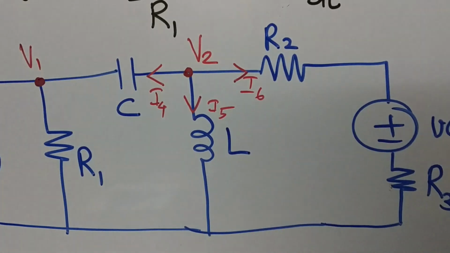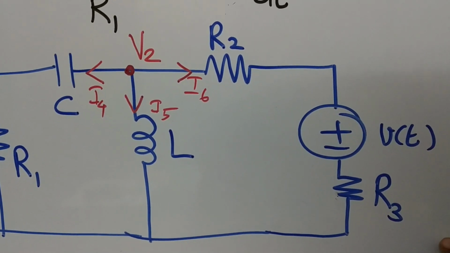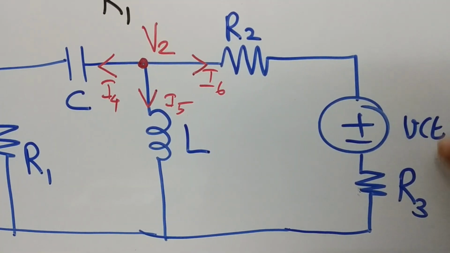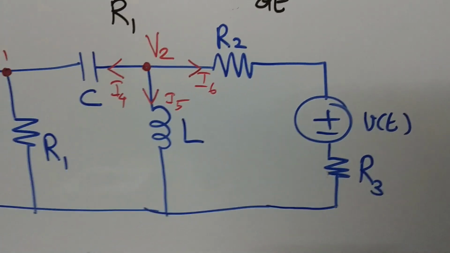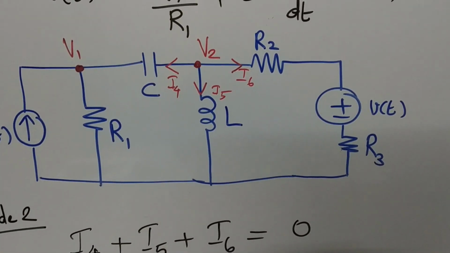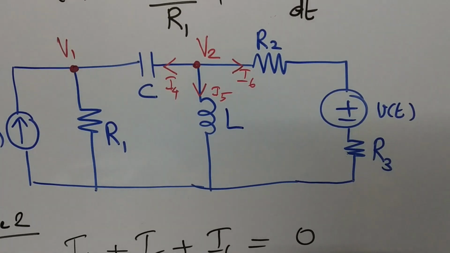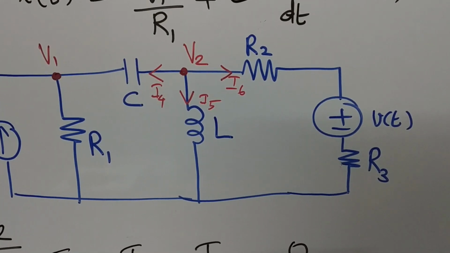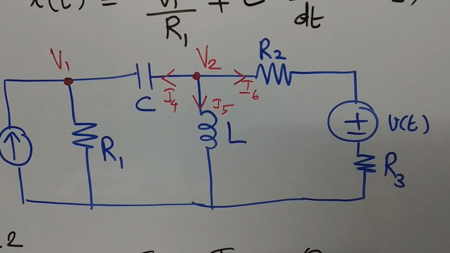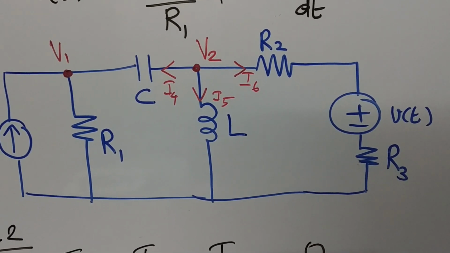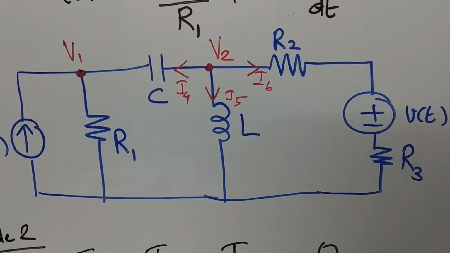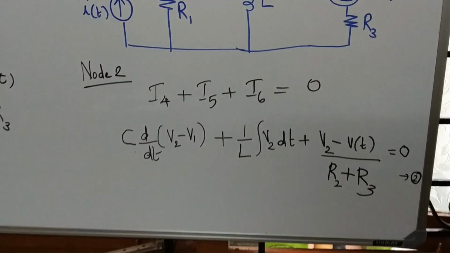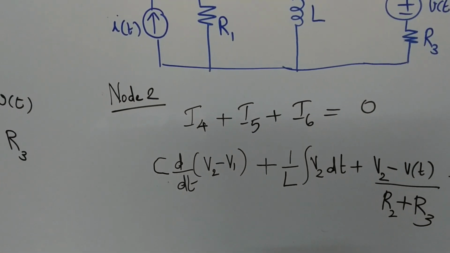See, the position of R3, whether below V of t or above V of t, is irrelevant. Wherever it is, you can take the sum R2 plus R3. It can be anywhere in the given branch. The position with respect to V of t is irrelevant. So I6 will be V by R, where V is the potential difference. So it will be V2 minus V of t by R2 plus R3. So this is the equation for the second node.